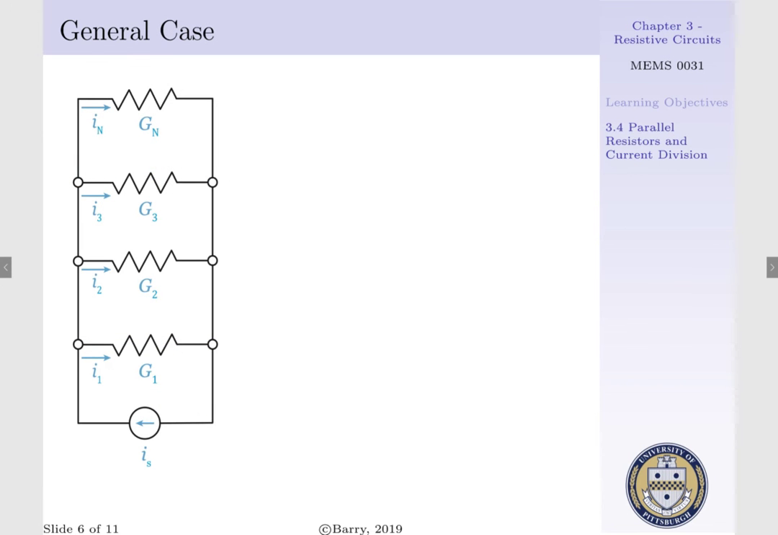Now, to formalize this, we can look at a general case where we have a current source that is feeding current to various resistors with conductance G1, G2, G3, all the way up to Gn. Now, if we apply KCL at node A on our left-hand side, we would have the following expression. Our source current would be equal to I1 plus I2 plus all the way up to I sub n, where capital N represents the number of resistors we have in our parallel configuration.